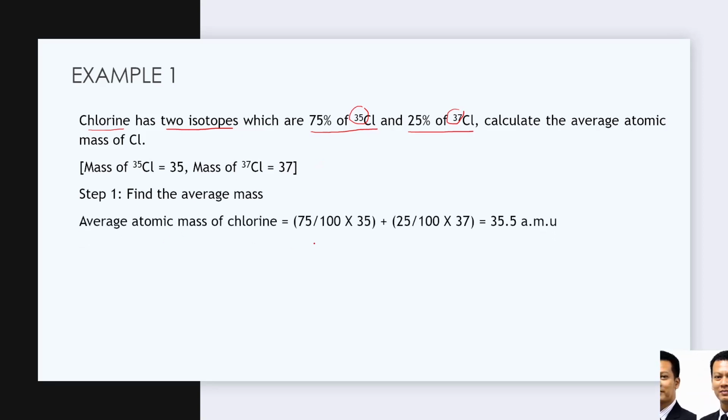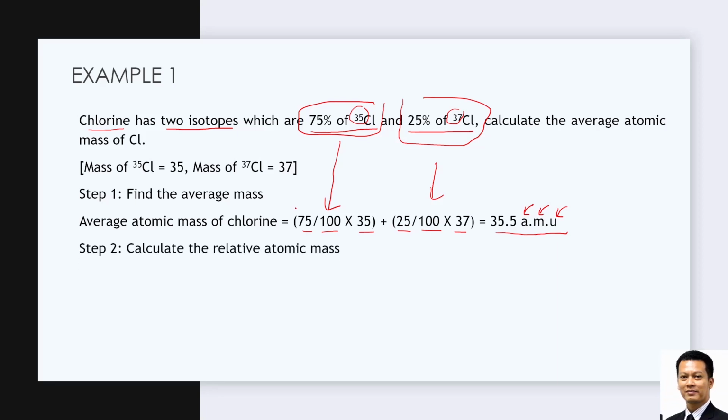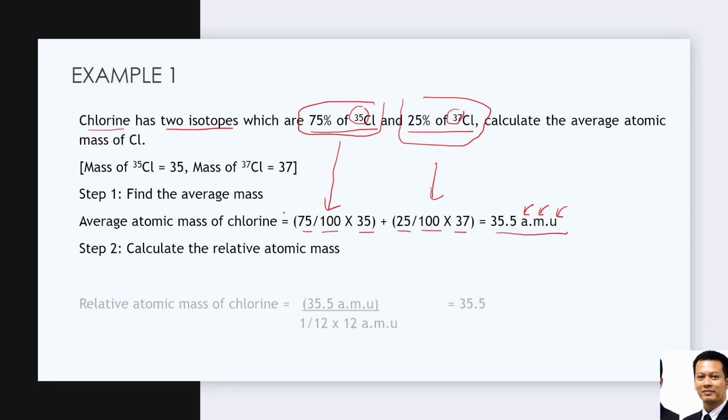So the average mass of chlorine is 75 over 100 times 35 plus 25 over 100 times 37, which refers to these values. So you get 35.5 AMU. What is AMU? AMU is atomic mass unit. Atomic mass unit for average atomic mass, that is the unit. Next, you can calculate the relative atomic mass using the formula earlier.